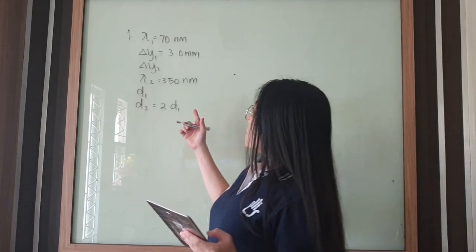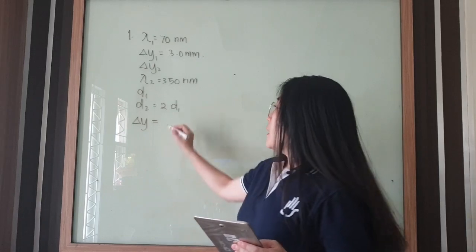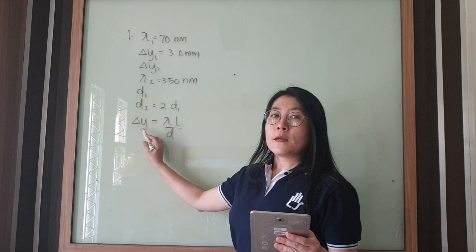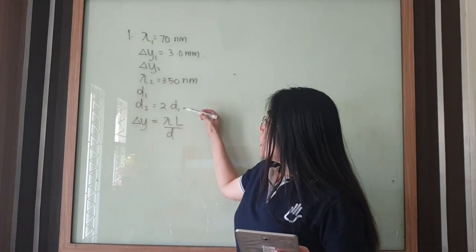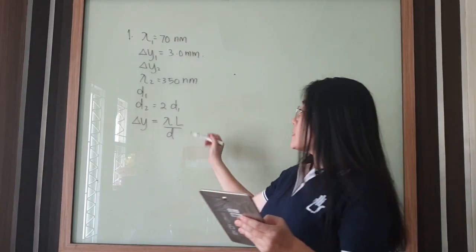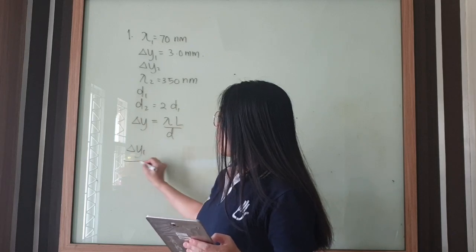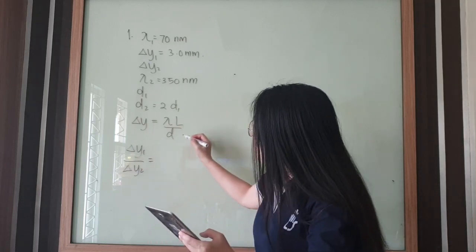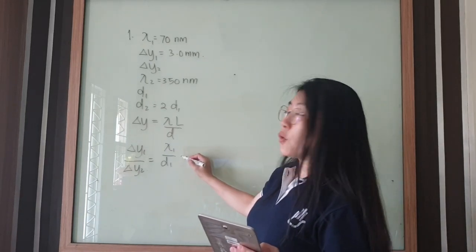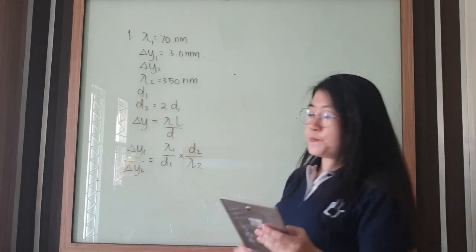And for this, we will use the equation of delta y equals lambda L over d. So we can see that delta y is proportional to lambda and inversely proportional to d. In this case, L is constant. So we can use the ratio between delta y1 over delta y2 will be equal to lambda 1 over d1 divided by lambda 2 over d2, or multiplied by d2 over lambda 2.